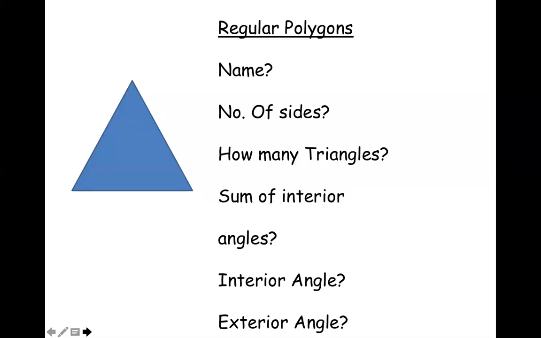By the way, these slides are taken again from Tessa. Here we have a triangle, as we all know. We're going to look at the name, the number of sides, how many triangles, the sum of interior angles, then each interior angle, and then the exterior angle. You don't have to copy it. When it's time to copy, I'll let you know.